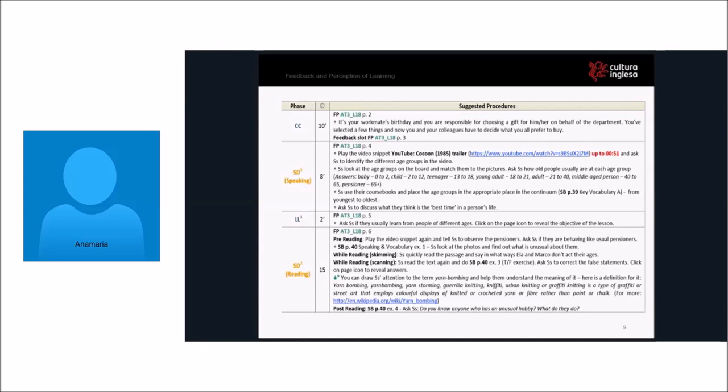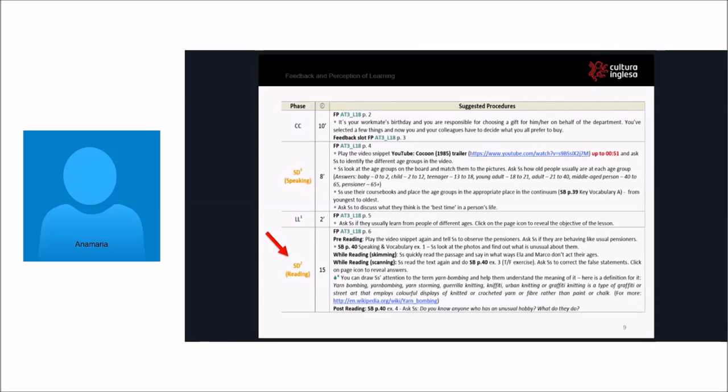So there is no feedback slot as such here. However, knowing my students and knowing how they struggle with reading, I decide that they will need feedback at this point. Okay, so how did I plan this?